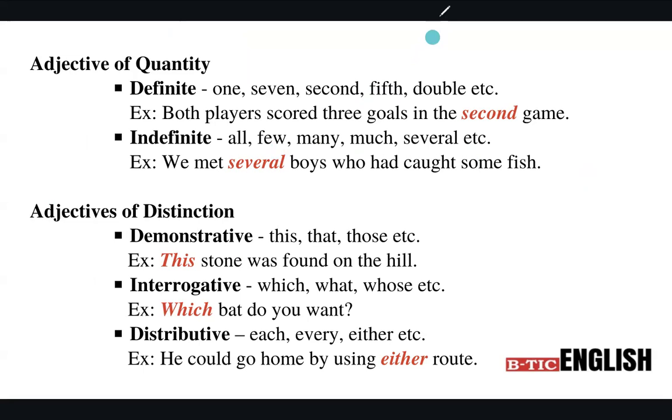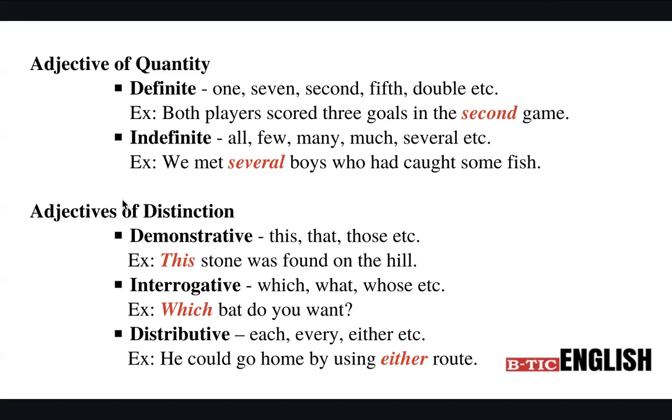Now, adjective of quantity is divided into two, definite and indefinite. Definite means you are very sure about the number. Like 1, 2. If I ask you how many books do you have, you can say I have 3 books, I have 4 books, I have 5 books. You're very sure about the number. That is known as definite.